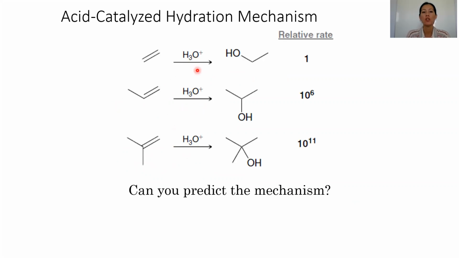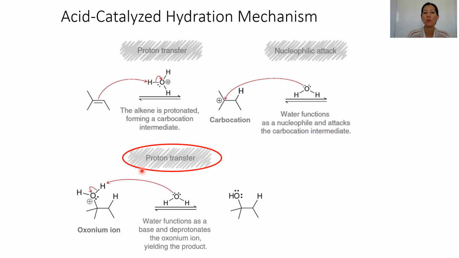If you look at the different rates of these, depending on the type of alkene you have, you could see as you become more substituted, the rate of the reaction is quite a bit faster. Based on this, could you predict the mechanism? When have you noticed things are better when you have more substituted groups? Basically, when you go through a carbocation intermediate.